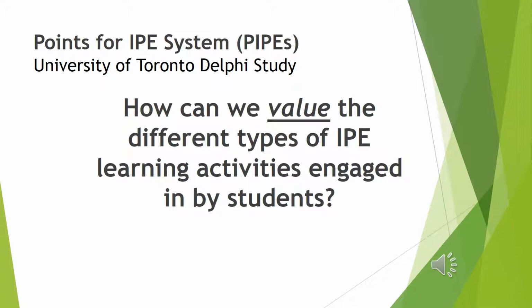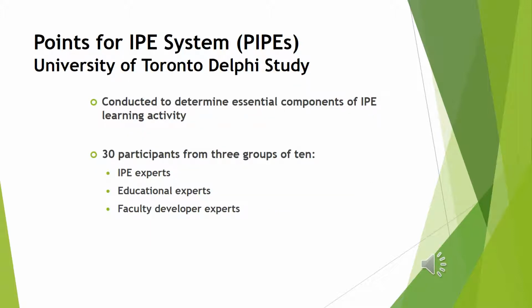PIPES was initially developed by a Delphi study at the University of Toronto, and it was developed to determine how we can value the different types of IPE learning engaged in by students. The Delphi study was conducted to determine the essential components of IPE learning activity. There were 30 participants in this Delphi study. There were 3 groups and 10 persons in each group. There were 10 IPE experts, 10 educational experts, and 10 faculty developer experts.